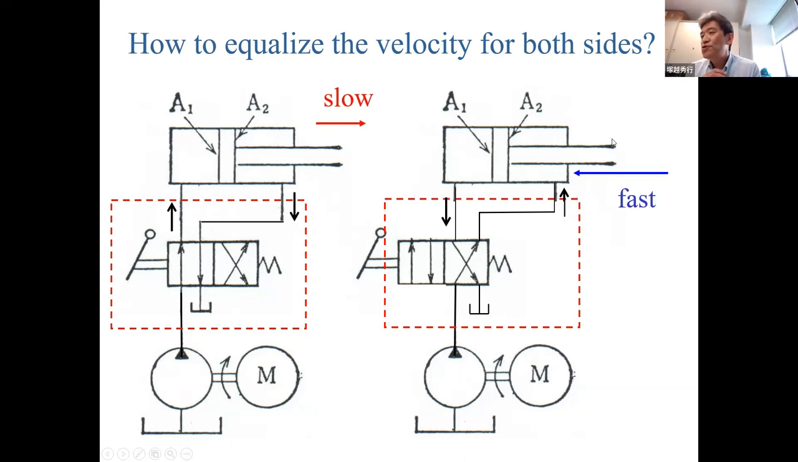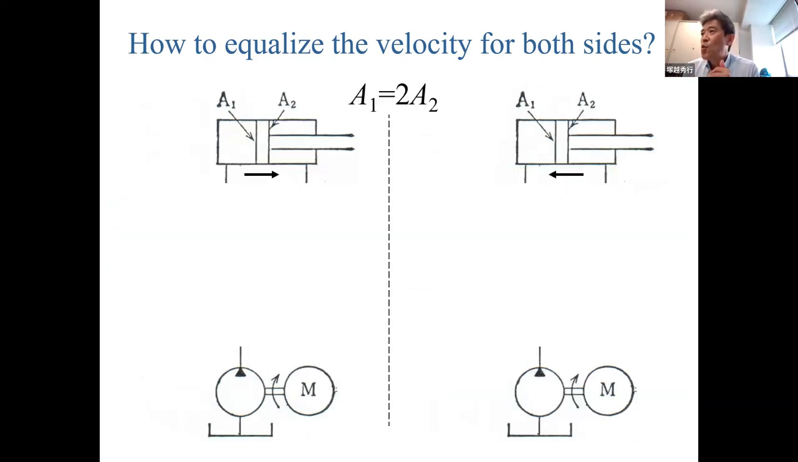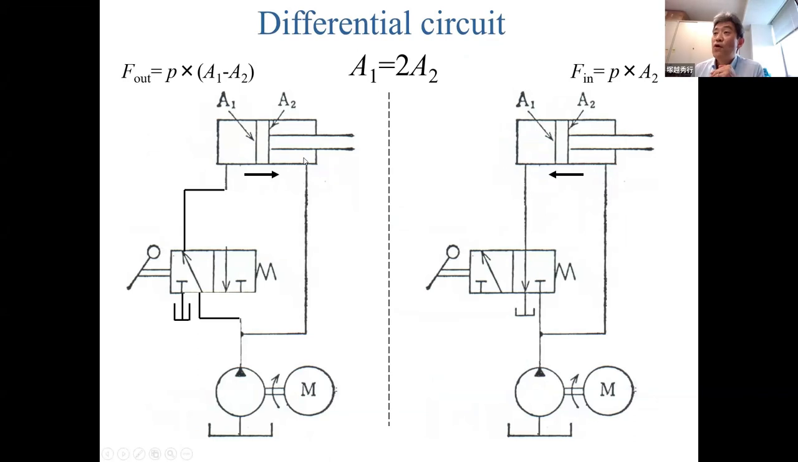So how do we control the cylinder to equalize the two? Supposing the pressure receiving area for the left side is W of the right side. In this case, if the flow from the right side is connected to the left side, then you can increase the flow rate, because the flow from the pump is added by the right side flow.